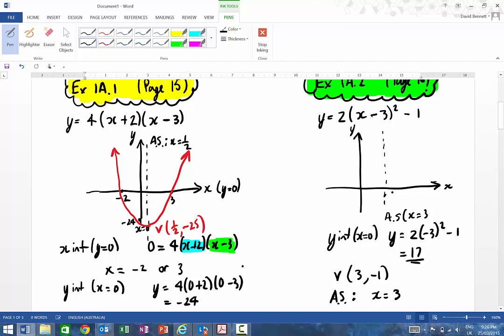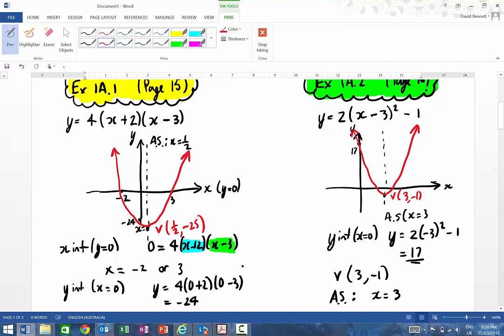So that's my vertice point there. Alright, and then it's going to cut my y-axis at 17. So label that over here, 17. So my curve's going to go, and I'll do this in red again. It's going to go something like through here, right, and go there. And so that's my vertice point there, which is going to be 3, negative 1.